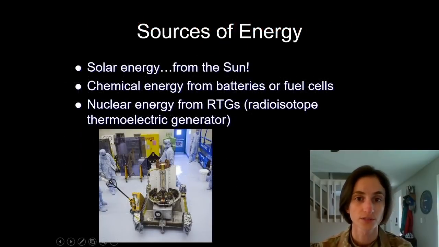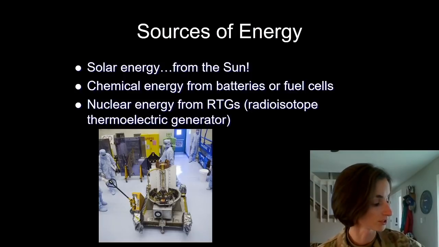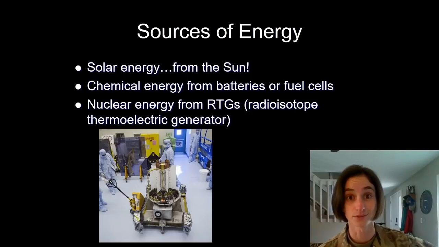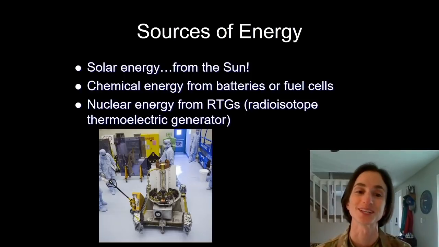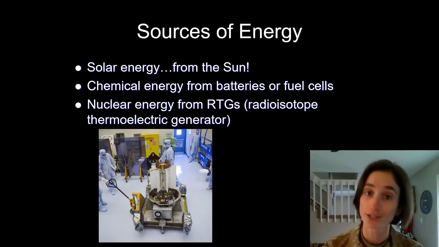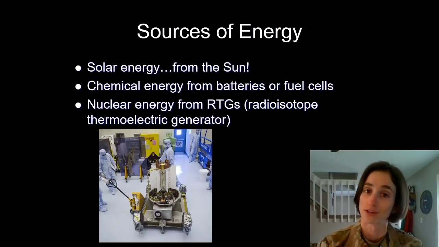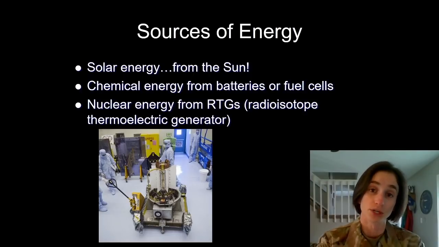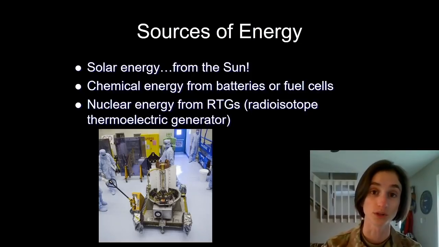So first, let's talk about some sources of energy. One of the first and most obvious ones is solar energy, and that comes from the sun, as you might expect. The next one is chemical energy. It comes from batteries, which you should be familiar with, and also fuel cells, which you might not be familiar with, but they're pretty cool. Give it a Google. We used them on the Apollo program. There are some cars that run on fuel cells.